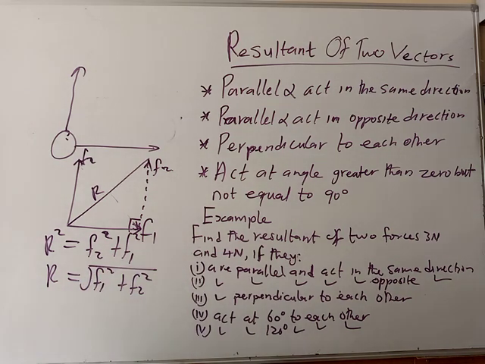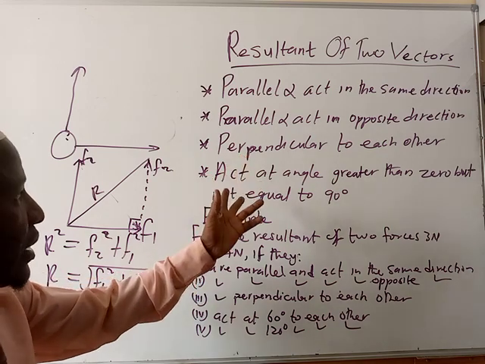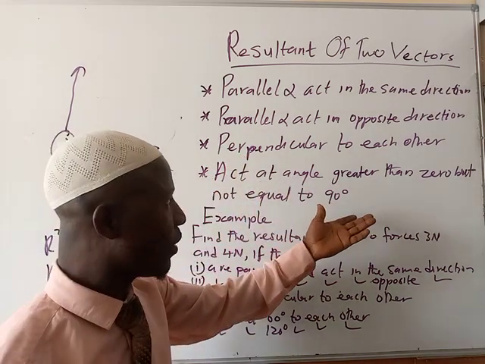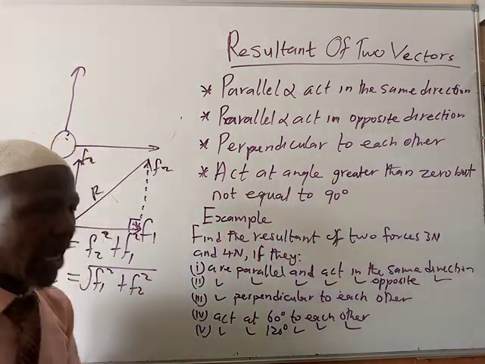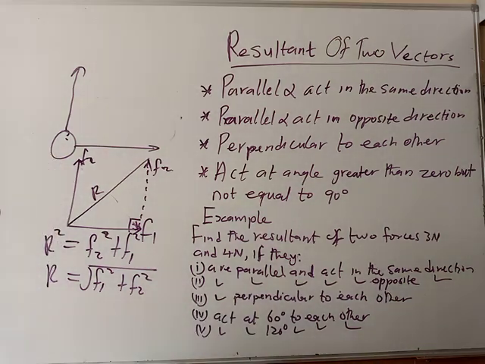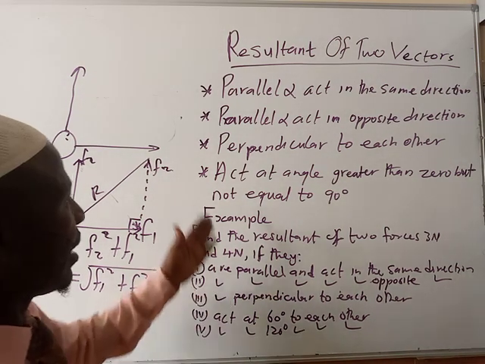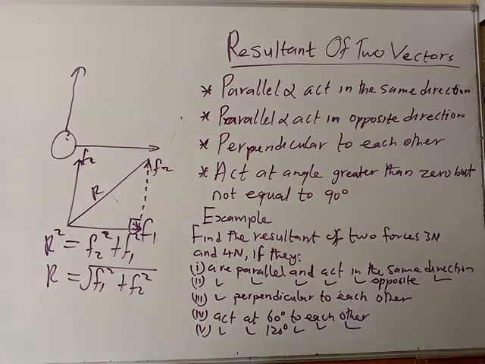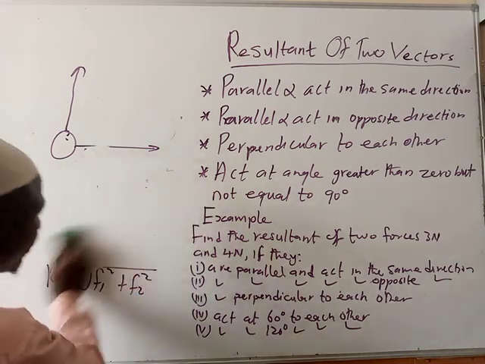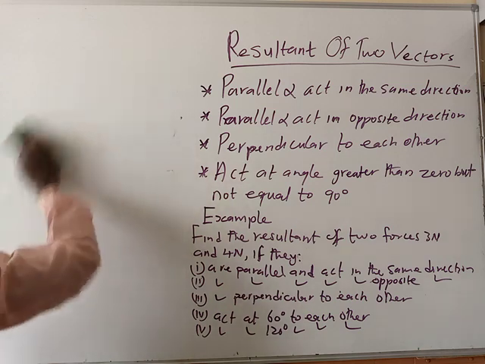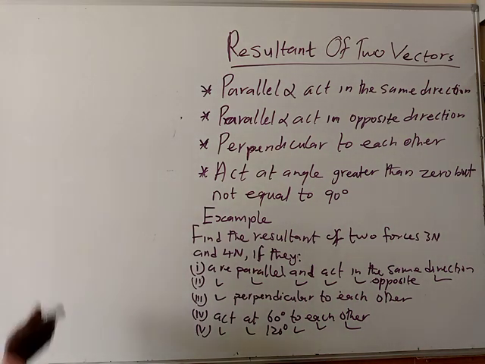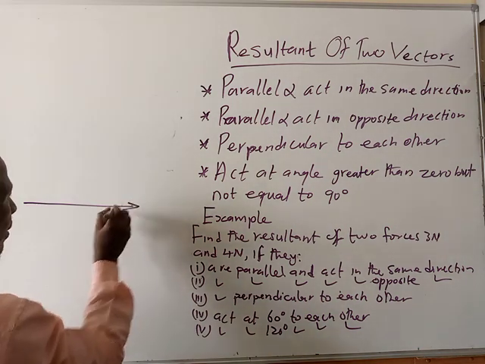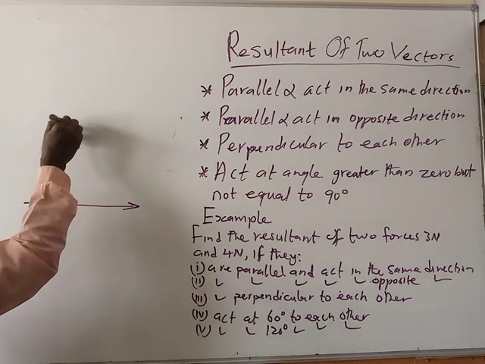Now, what if you have the two forces and they act at an angle which is not equal to 0 and it's not equal to 90? It may be an angle between 0 to 90 or an angle greater than 90. Let's take for instance, if you have angle 30, in that case you apply cosine rule. Let's say we have one force like this, then the other one like this.